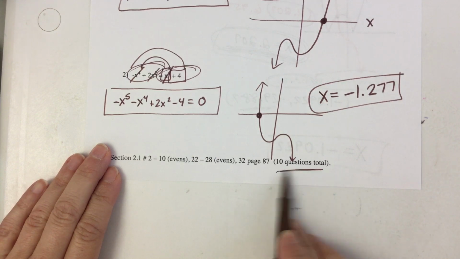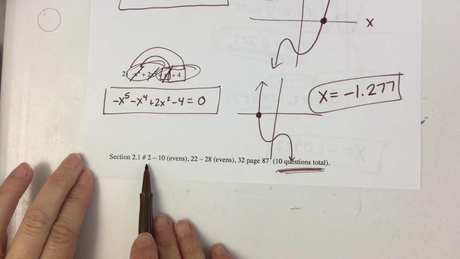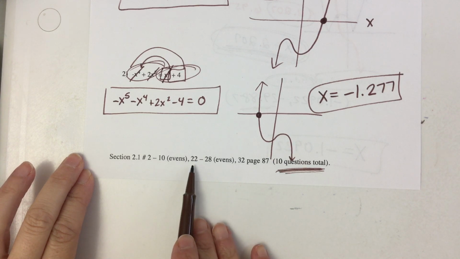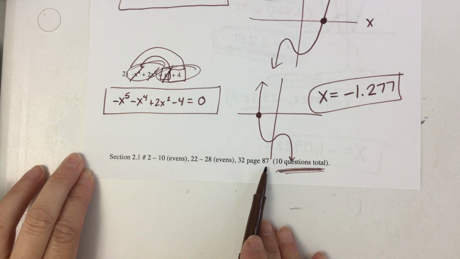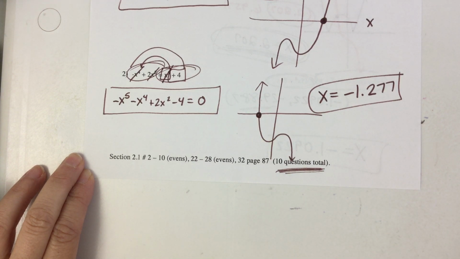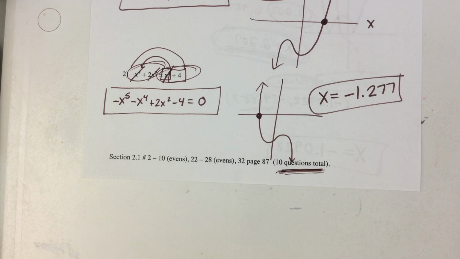I did pick 10 questions out for you to do as your assignment because Desmos sometimes takes a little bit of time resetting your windows and whatnot. Tomorrow is a work day, okay? So today is just notes. Tomorrow during class, you will do 2 through 10, the evens, 22 to 28, the evens, and then number 32. You can find those questions in your textbook on page 87. And again, it's 10 questions where you will be solving equations by graphing.